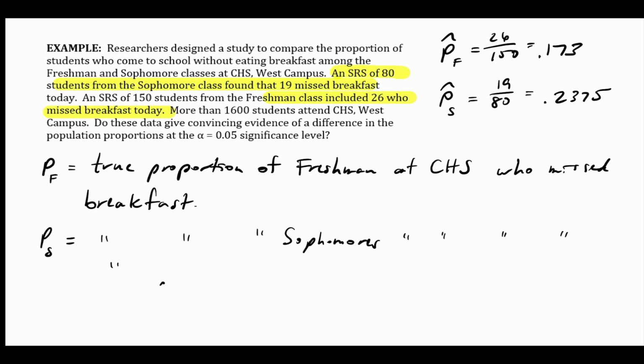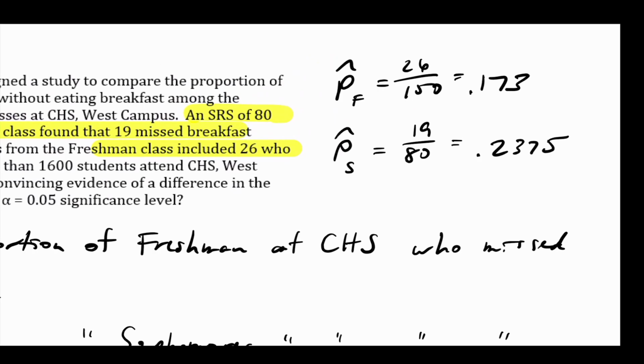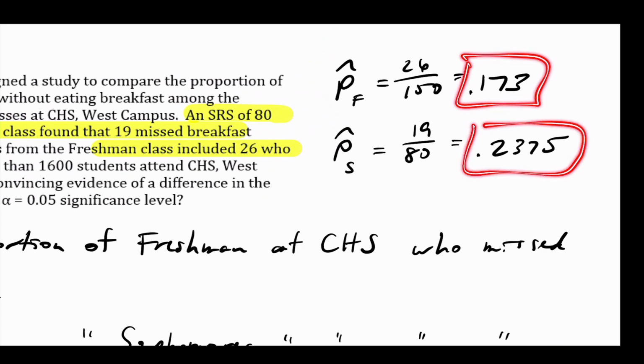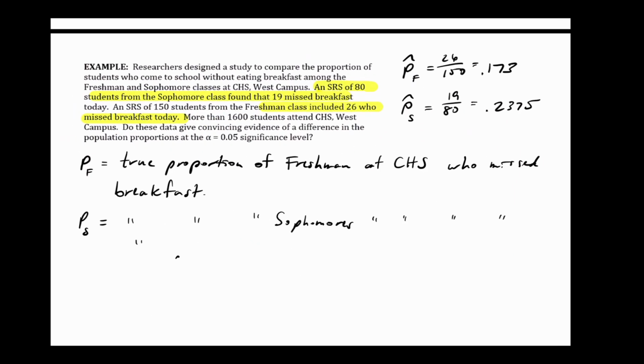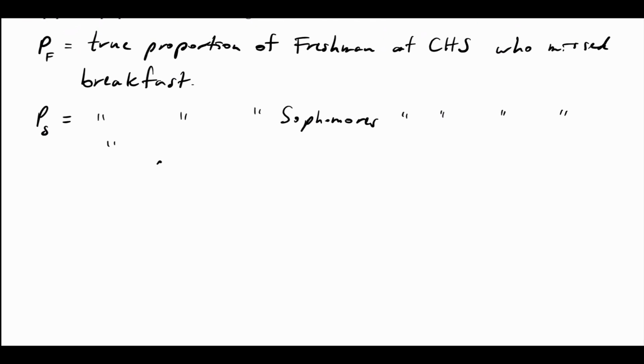So those proportions are different. What we're doing is testing to see if those proportions are significantly different. I know this one is smaller than this one. One's about 17%, one's about 24%. But we're trying to see if that's significant, because we're not trying to make decisions on the sample. We're trying to make decisions on everyone, on all the sophomores and all the freshmen.